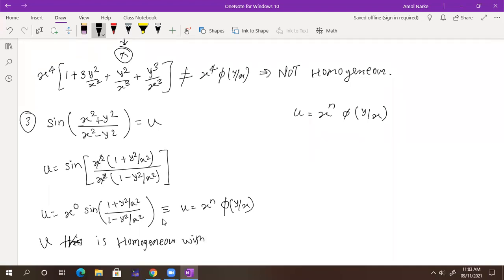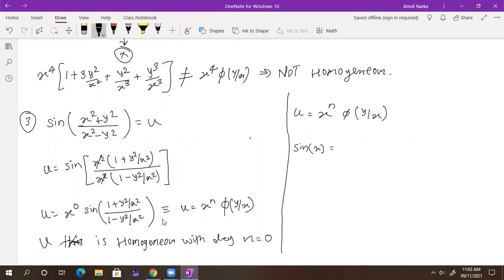Zero. Degree 0. Correct. Now someone is saying, sir, it is a function of sine, so it is not homogeneous. Absolutely right. What is the sine x series?